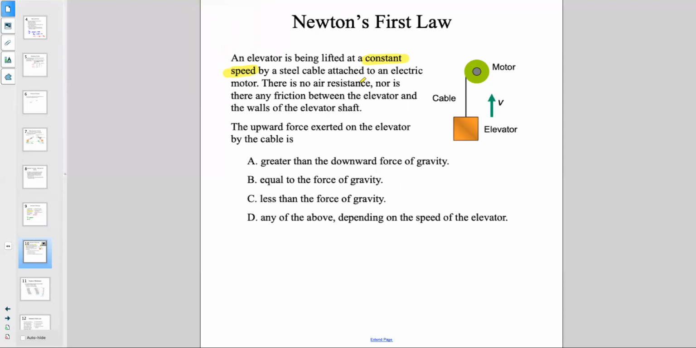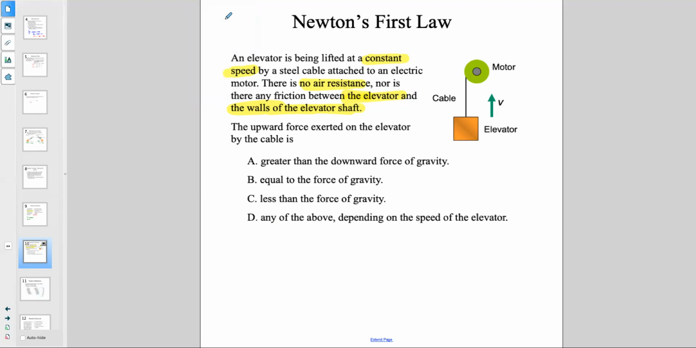There is no air resistance. Obviously, we avoid that in physics, especially for basic physics. There is no friction between the elevator and the walls of the elevator shaft. So essentially, we are avoiding all the frictions.